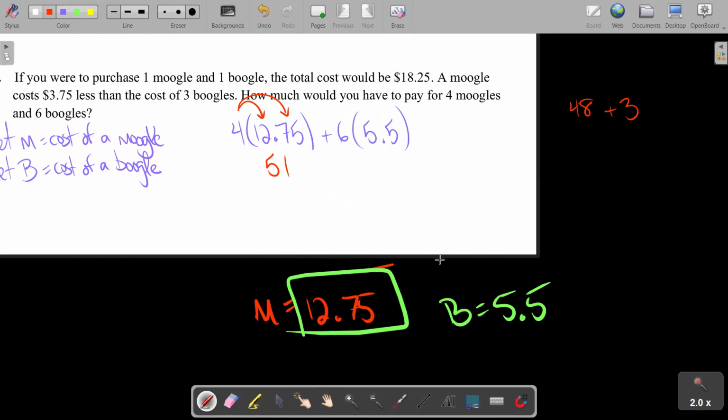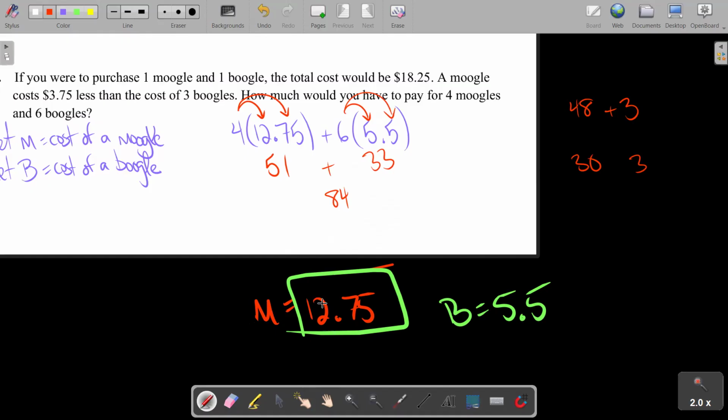And on the second half, again, just use distribution. What's 6 times $5? $30. What's 6 times a half a dollar? And what's 30 plus 3? Add those together. 84. Done. That's like step 3 kind of done, step 3.5.